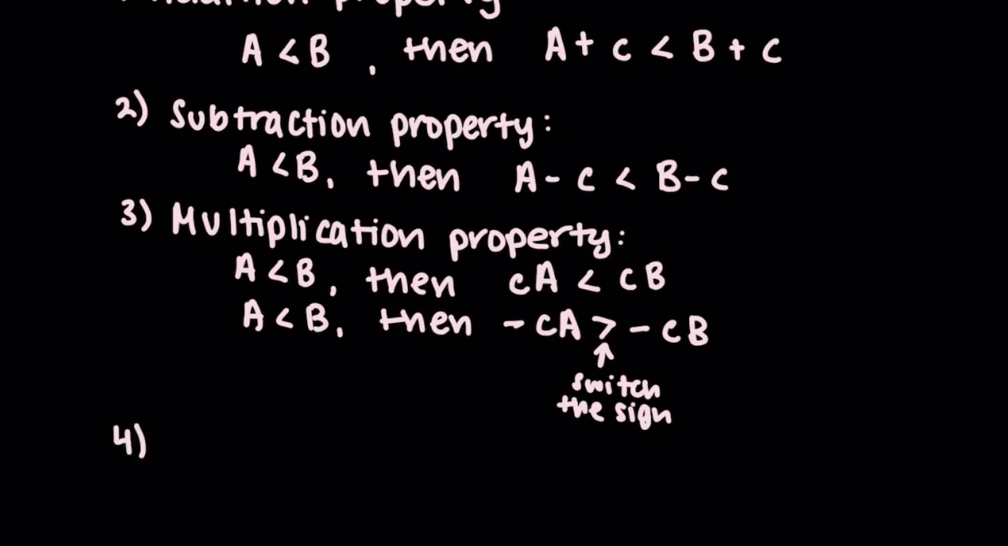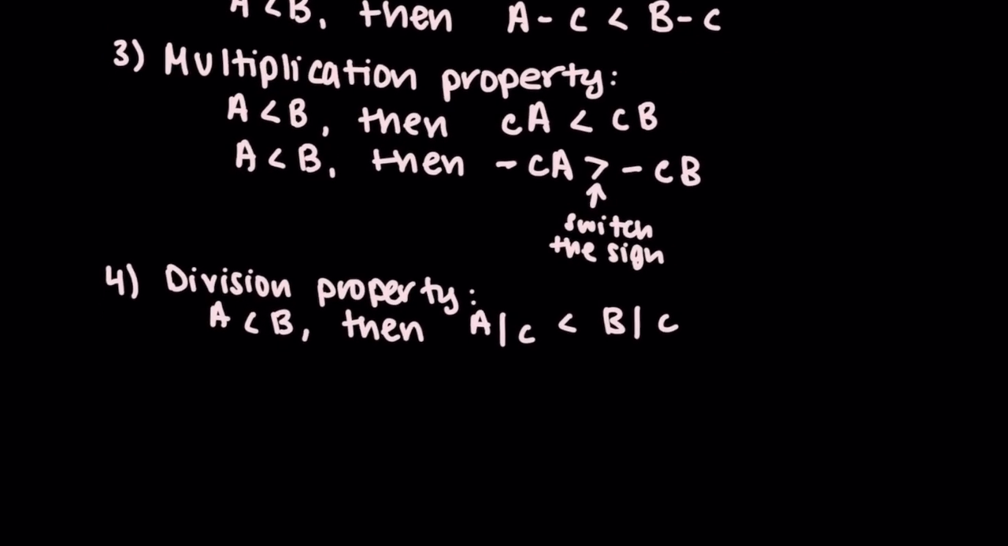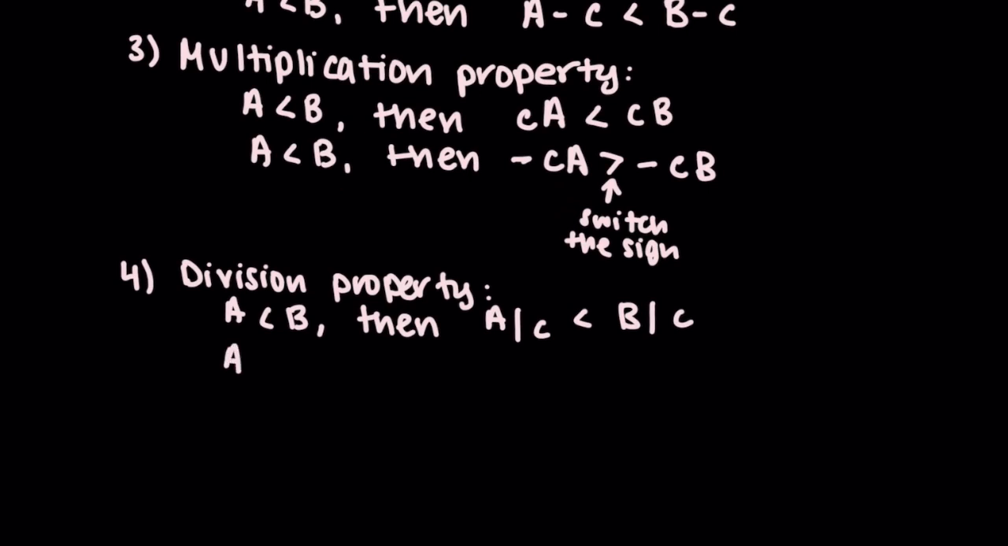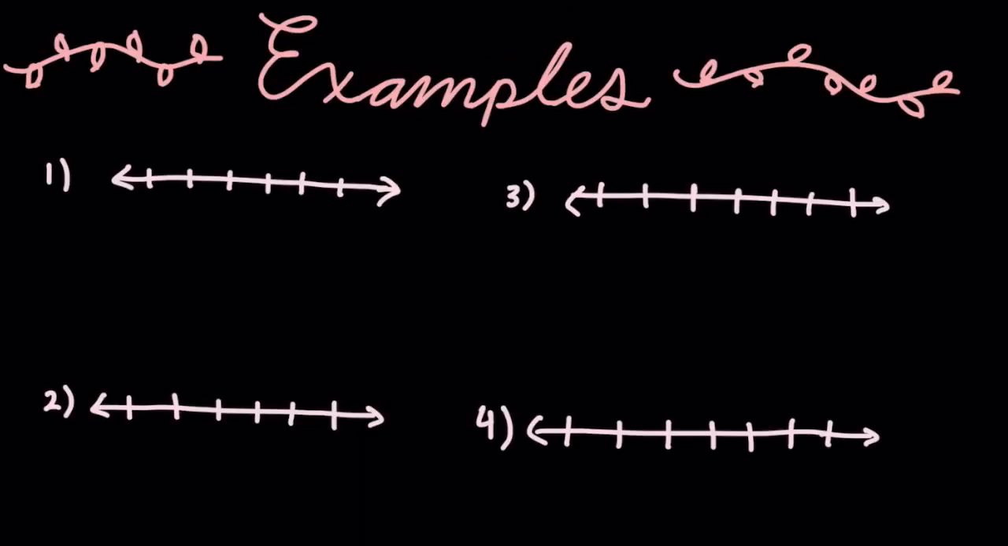The final property is the division property. If A is less than B and you divide both sides by C, then A divided by C is less than B divided by C. And similar to the multiplication property, if A is less than B and you divide both sides by negative C, then A divided by negative C is greater than B divided by negative C because you are switching the sign once again. Let's try a few examples.